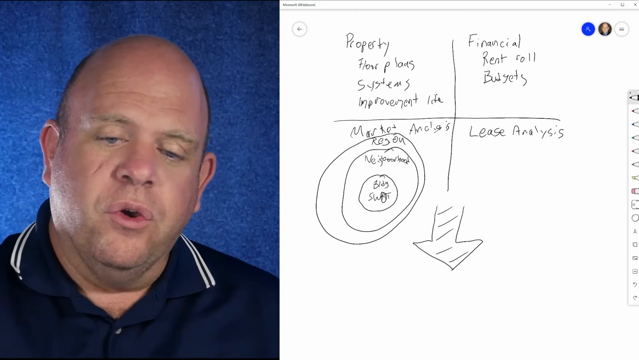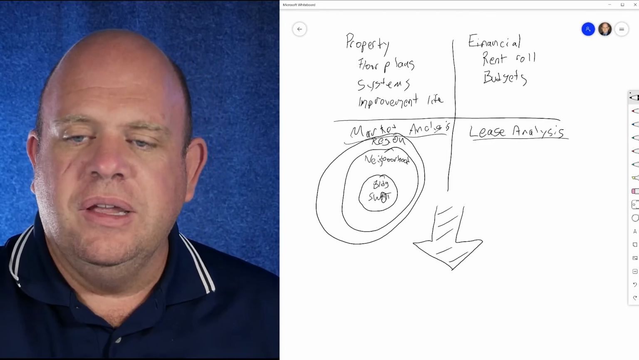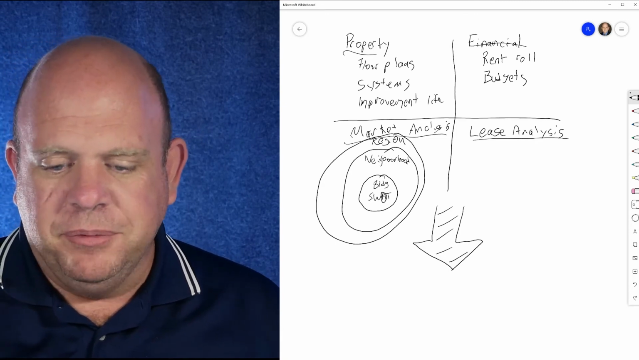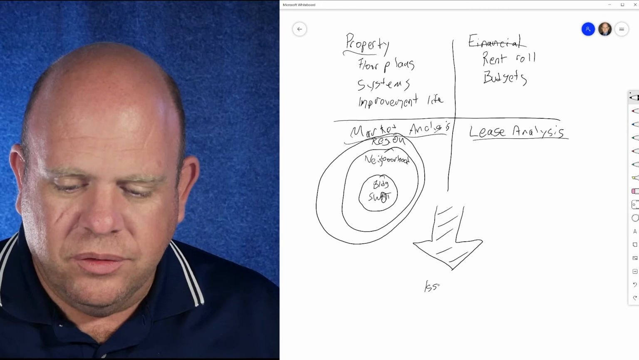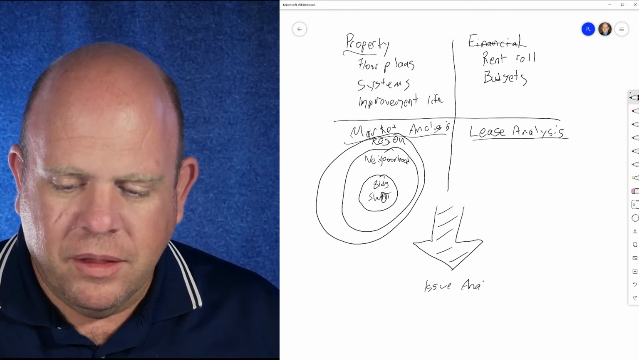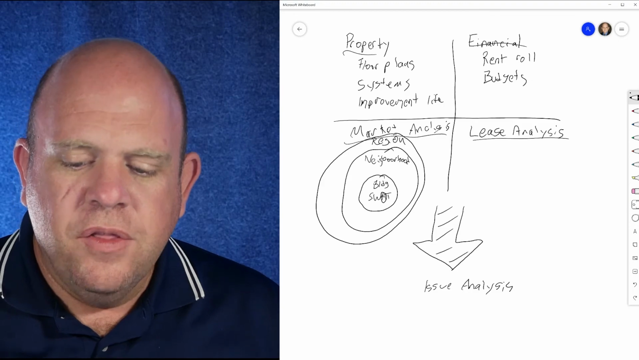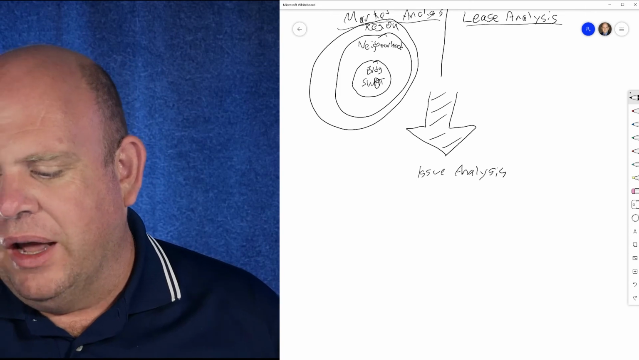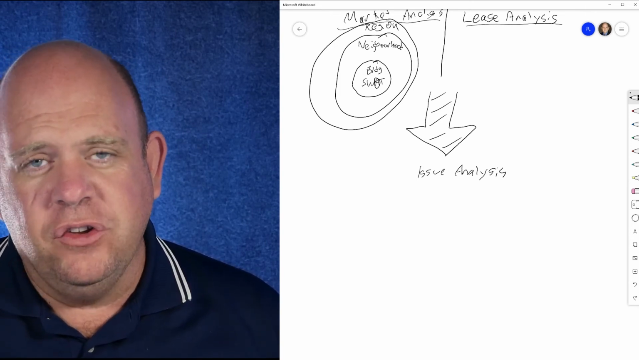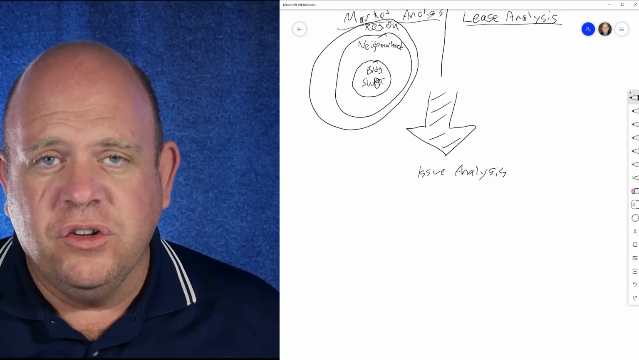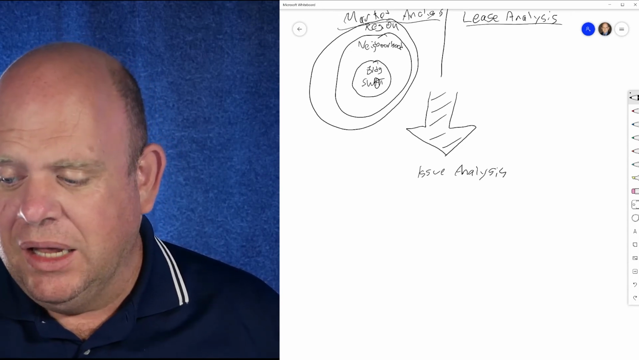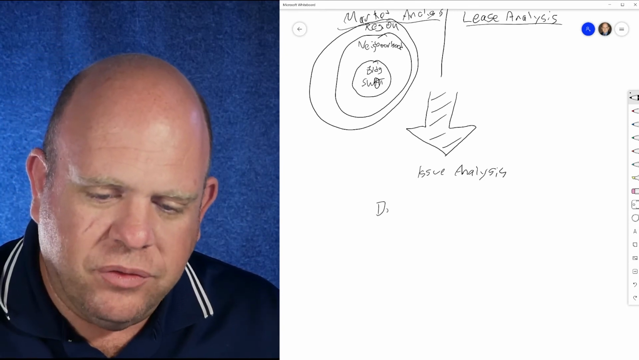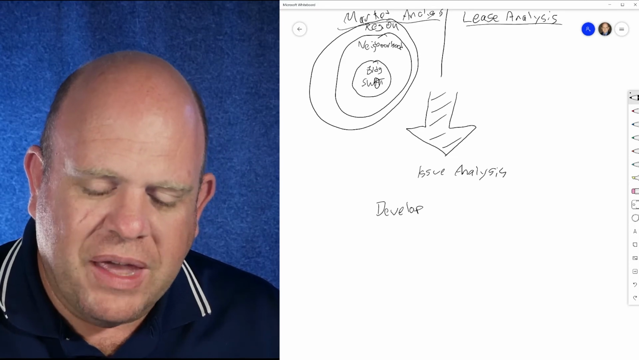So now you've got these four things, right? You've got a market analysis, a lease analysis, a financial analysis, and a property analysis. The last step is the issue analysis. These all feed into it, because as you're doing these, you're going to start to identify the different issues you have with the building and things that you want to improve upon, things that you can improve on. So what you want first is to develop action plans, right? That's the end goal.